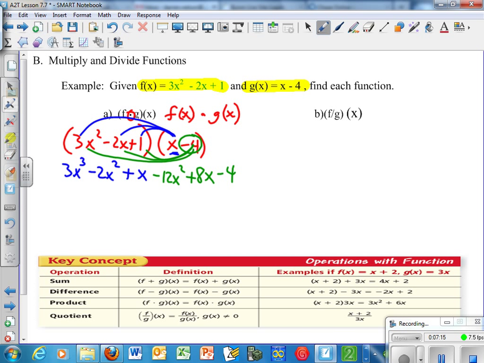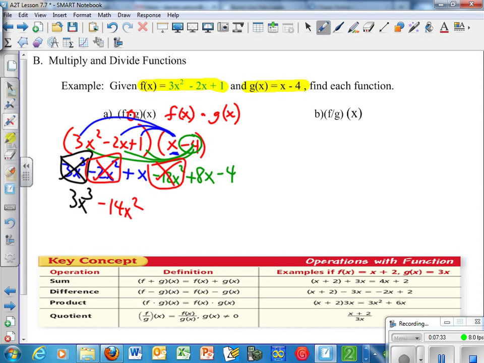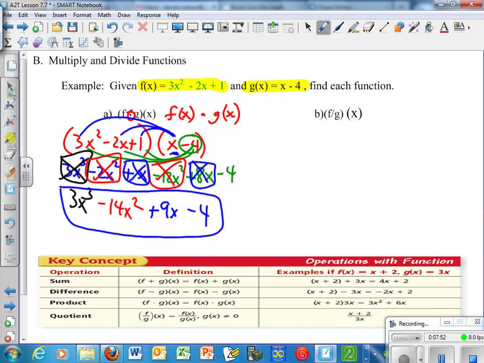Now I combine like terms. I only have one x cubed term, so I'm going to take care of that. X squareds, negative 2x squared, negative 12x squared is negative 14x squared. So I've taken care of those. Now let's go ahead and put our x's together. So I have plus x plus 8x, so 1x plus 8x is 9x, and then minus 4. So I end up with a polynomial, in this case, that has 4 terms.